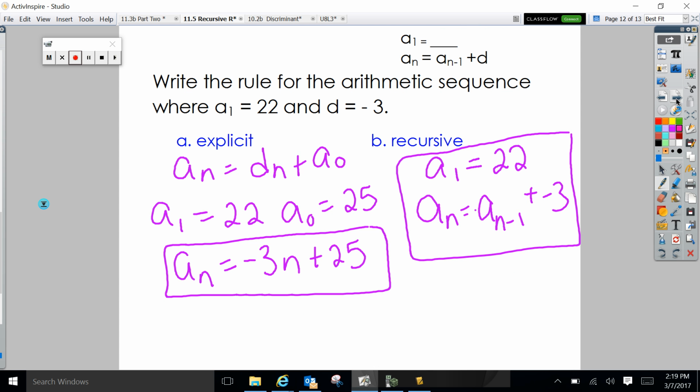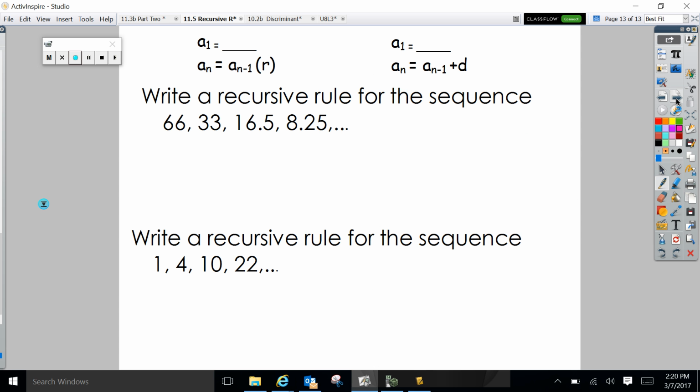I have another example here of writing a rule for an arithmetic sequence when the first term is 22 and the common difference is negative 3. You can pause the video here and try to do this one on your own. When you're done, check back to make sure you got the same answers. These are the last examples we're going to go through.